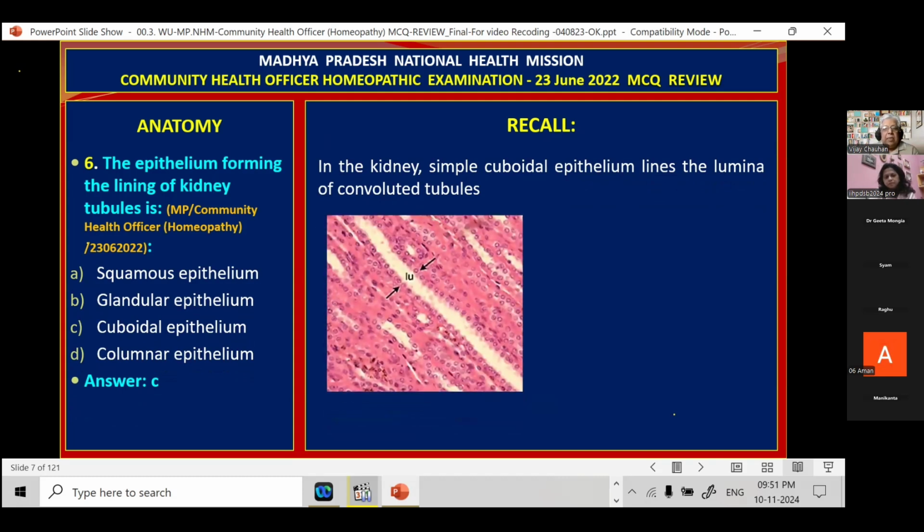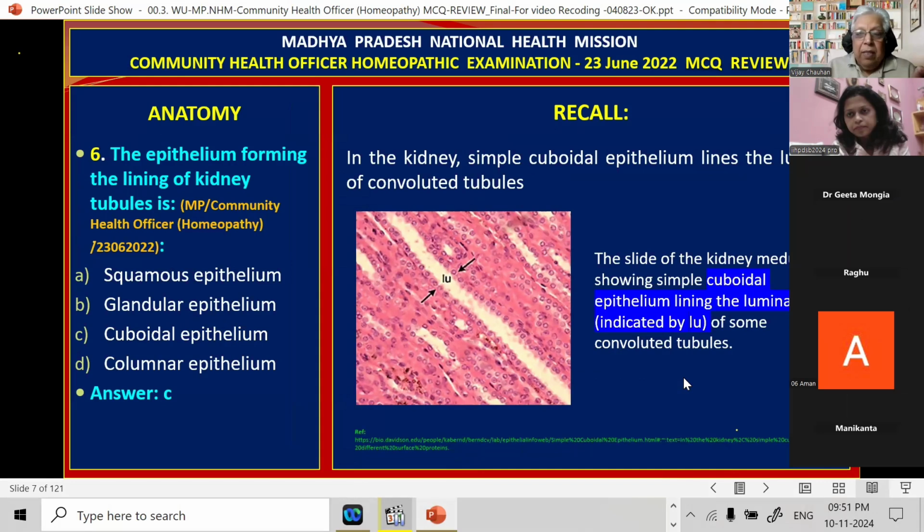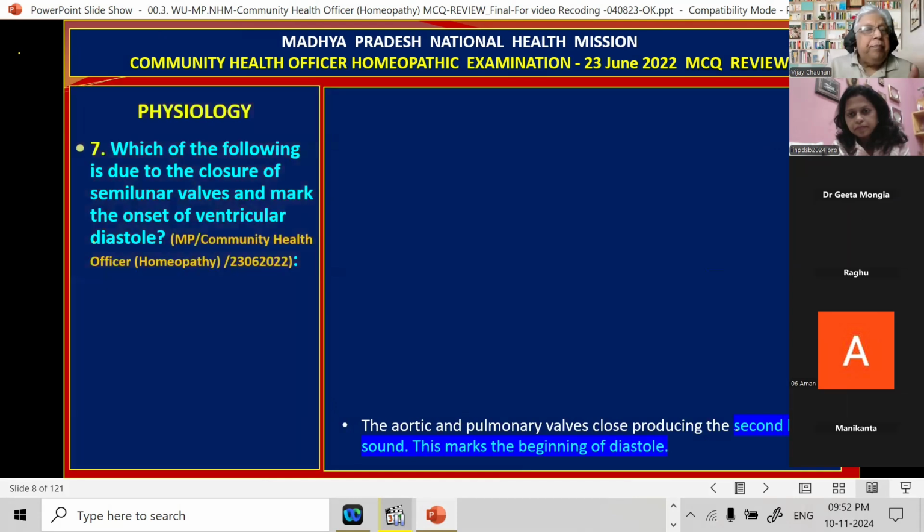So this is the histological feature we have, and here it is the cuboidal cells which form the lining of kidney tubules. This is the lumen here, and this is how it is forming. The slide of the kidney medulla shows simple cuboidal epithelium lining the lumina, indicated by LU, of some convoluted tubules. So this is the reference from where we got this information. Now it comes to the physiology part.